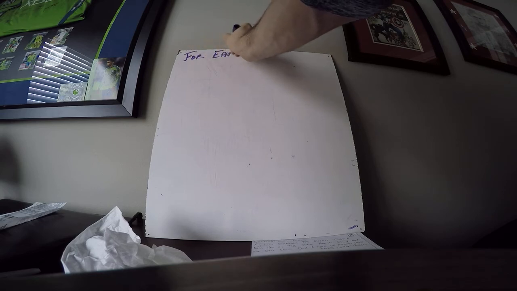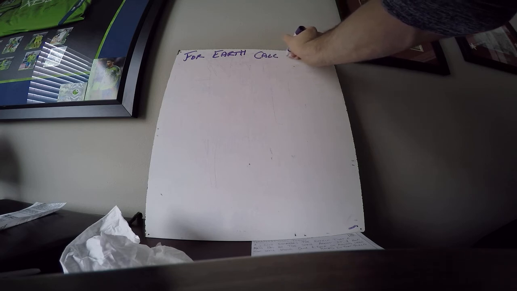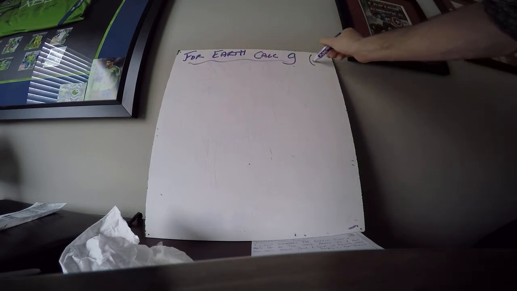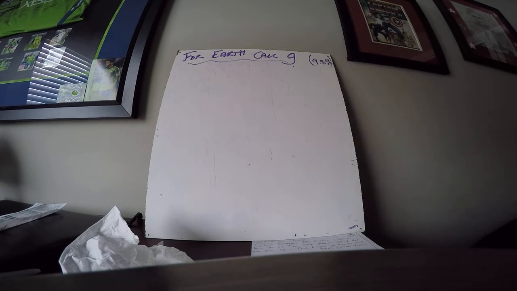Last but not least, the quantitative version. For Earth, calculate the G field. We know that this should be about 9.8 meters per second squared. So that's what we're going to shoot for during this little example. We're almost there. This is going to be great.